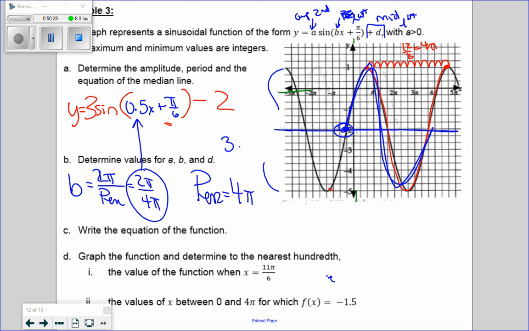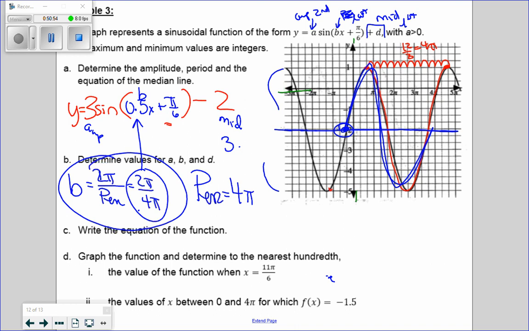Okay? So there's your amplitude. This is the midline. And then the B value is how we calculate it right here. You just go 2 pi divided by 4 pi, and when I punched that into my calculator, I got 0.5. The diploma is going to show it in its simplified form.